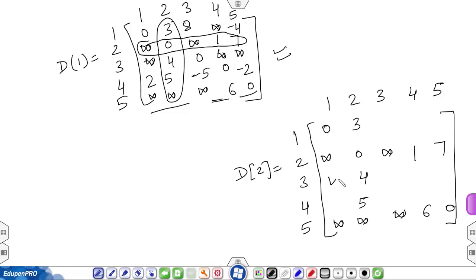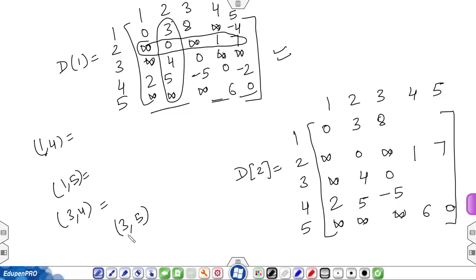0, infinity, infinity, 2. Now here 8, infinity, 0, minus 5, infinity. Now how many pending values are there? We will calculate them very quickly. See, the first value that we have to calculate is 1,4. Now 1,5, 3,4, 3,5, 4,4 and 4,5. These values we just have to calculate.